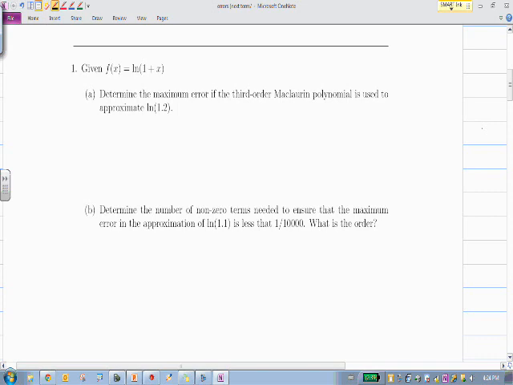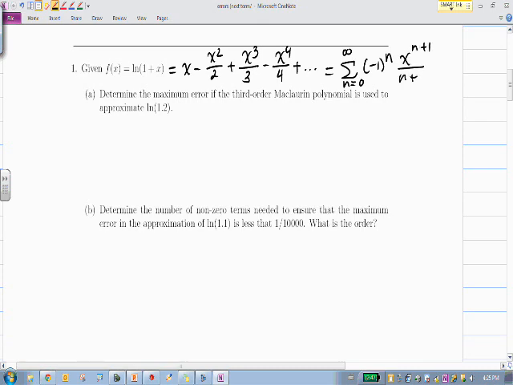Okay, so let's look at the first problem, which is asking us to use the Maclaurin series for natural log of 1 plus x, which you have in that handout or table of common Maclaurin series. The easiest thing to do when approaching these kinds of problems is to write out the series. So it's x minus x squared over 2 plus x cubed over 3 minus x to the 4th over 4, and again, this is all in your chart, plus dot dot dot. In sigma form, it's sigma n equals 0 to infinity, negative 1 to the n, x to the n plus 1 over n plus 1.